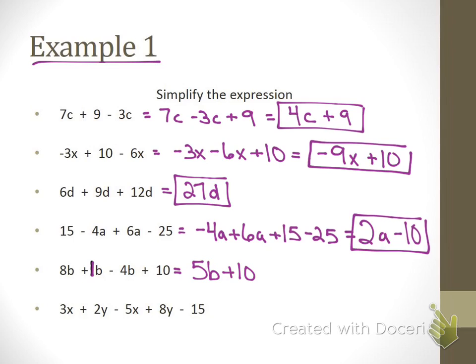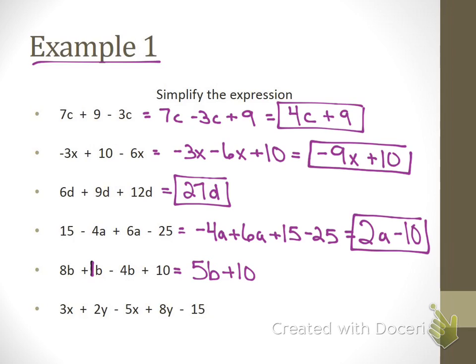Who got it right? 5b plus 10. Okay. Catching on? All right. Now, what do you see that's different about this last one? I have how many different variables? 2. So my rule for like terms says this: I can add my x's together, and I can combine my y's together, and then my numbers, but not my x's and y's. Those are not like terms.